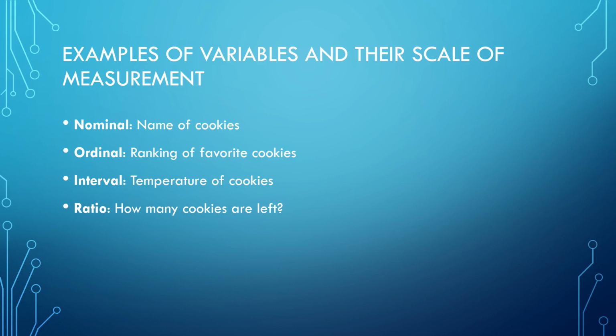Is it like Oreo is the best and nothing else compares? Everything else is far away, or is Oreo and chocolate chip a close tie and oatmeal raisin is way at the end? We don't know that. Interval, of course, I could ask, what's your favorite temperature to eat cookies at? Ratio, I could put you in a room with a whole bunch of cookies and say, eat as many as you can, and then I'll count how many are left. And if 0 cookies are left, right, that's the absence of cookies.